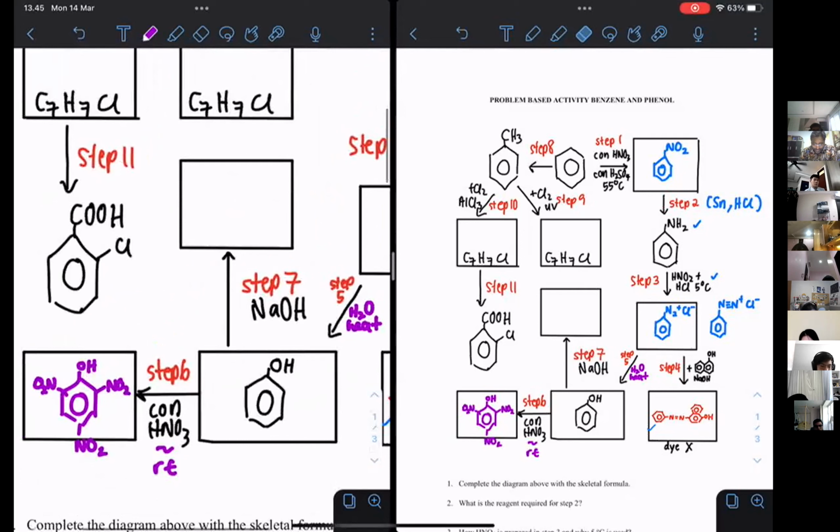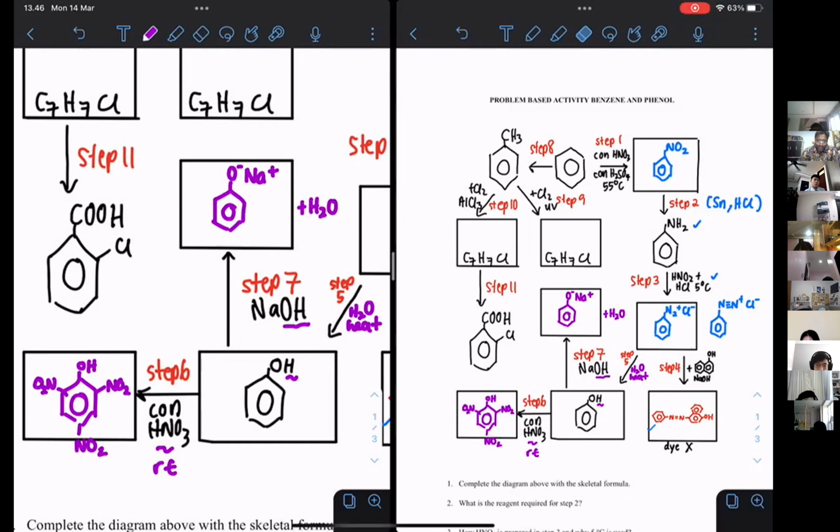Okay, step number 7. Phenol does react with sodium hydroxide. They are going to give you sodium phenoxide, O minus and Na plus. So if you have O minus, this H and Na plus go there. So what is left over? You have water as left over.